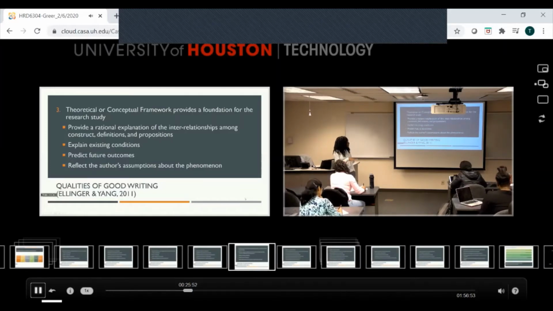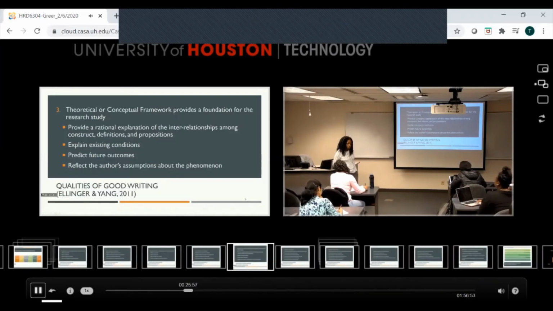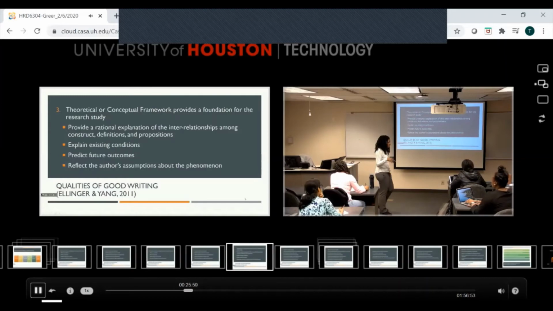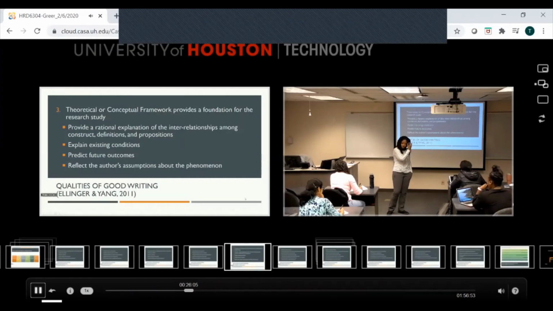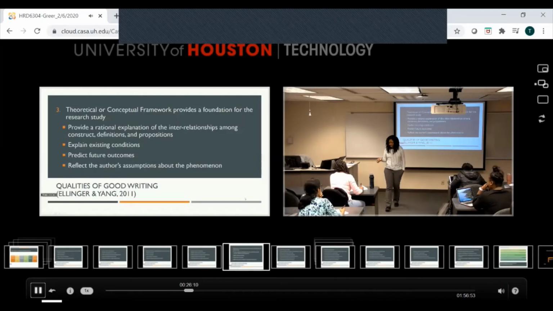It helps you explain existing conditions and predict what's going to happen, okay? And it also gives a sense of where you're coming from in terms of this topic and your understanding of this topic and how you have structured the different components of this topic within your head. Does that make sense? Okay.